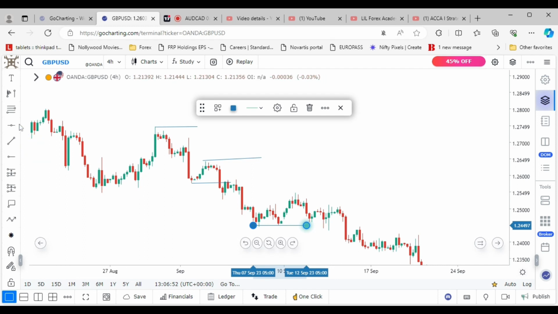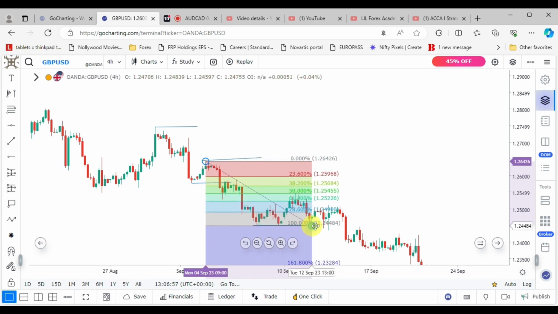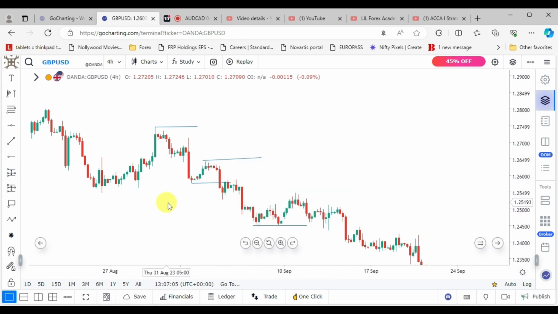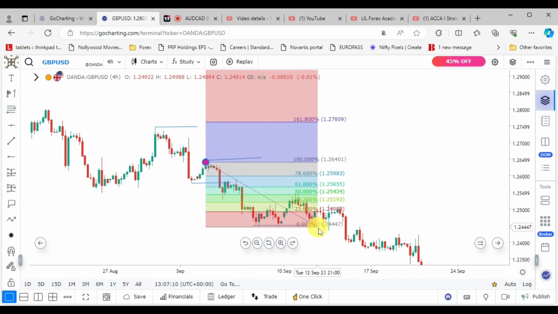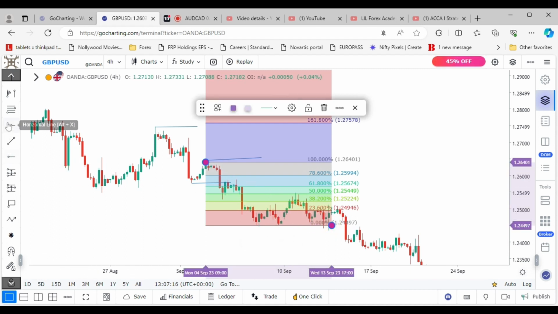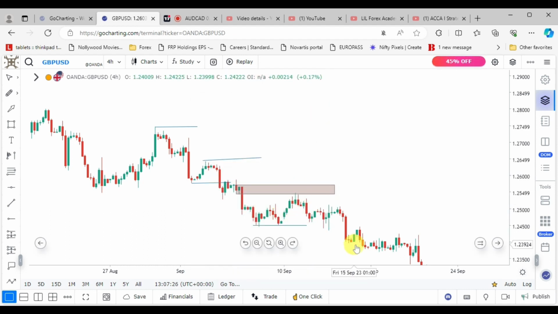In this regard, you can just place your Fibonacci tool to determine your entry if the market is going to come back to level 50 or 61. So you can mark your level 50 and 61, and wait for the market to come back to your level, and then you sell to the low. And you can see how it plays out here.